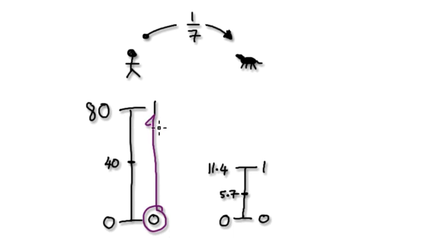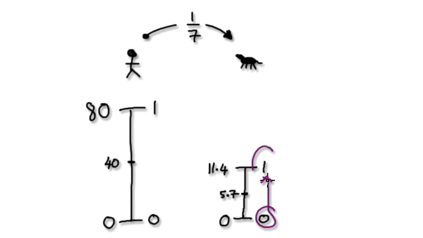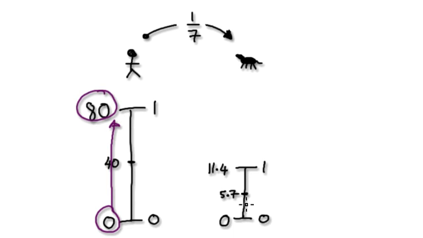So from 0 to 1 here would represent one whole life of one human. From 0 to 1 here would represent one whole life of a dog. So an average human would live for 80 years. An average dog here would live for 11.4 years.